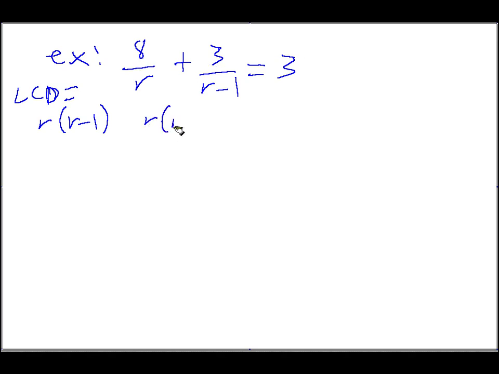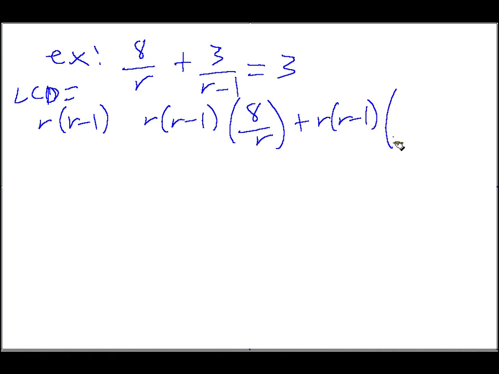Okay? So r minus 1 times the first fraction here on the left side, 8 over r, all right, plus r minus 1 times the second fraction here, 3 over r minus 1. All right, I'm running out of space here. So this is equal to 3 times r minus 1. Sorry to squeeze it in on you on the edge here. So hopefully you see it. Again, I'm just multiplying r minus 1 to all three terms. Hopefully we can see that. Sorry about writing so close to the edge here. Okay? All right. So let's work it out.